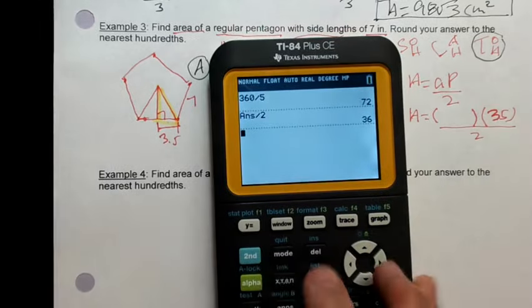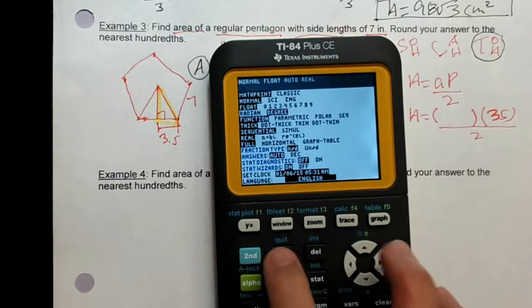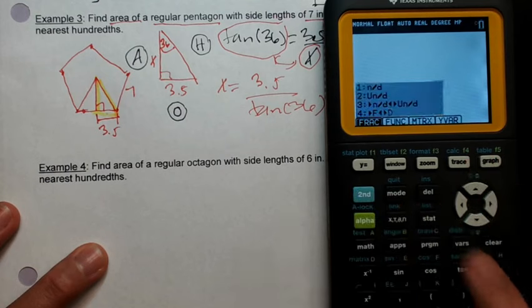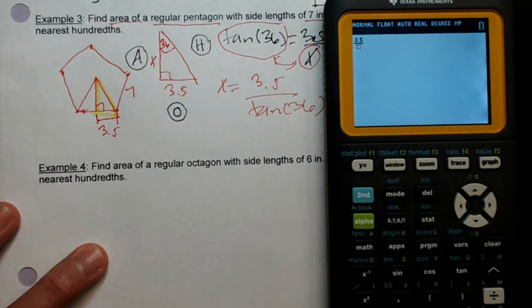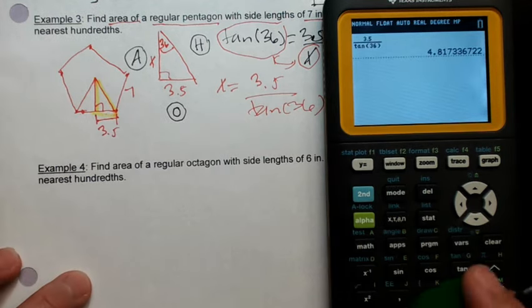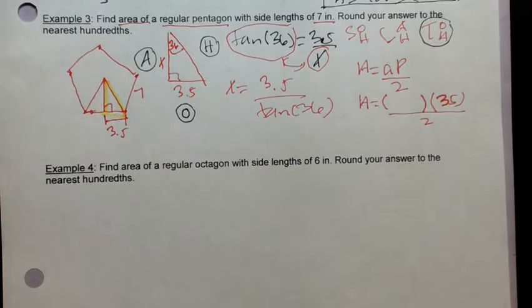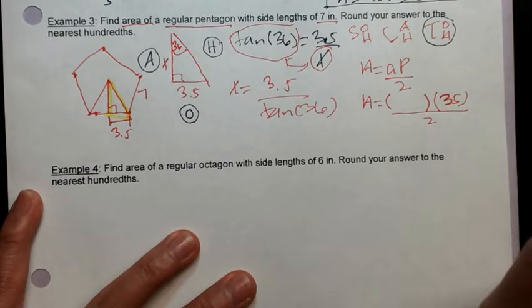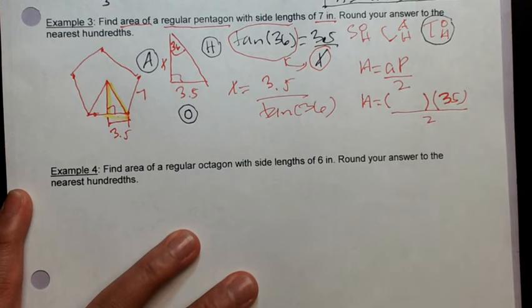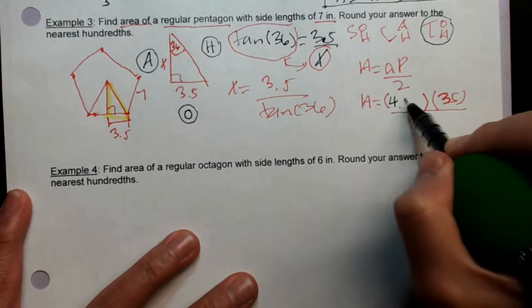And let's make sure our mode is in degree mode, and mine happens to be. So we have 3.5 tangent of 36. And it says to round to the hundredths. So how about this? Since I don't want to round as I go, I'm going to round it to the thousandths and then round at the very end. Does that make sense? You make it more detailed at the beginning and then make it to the actual decimal. So 4.817.